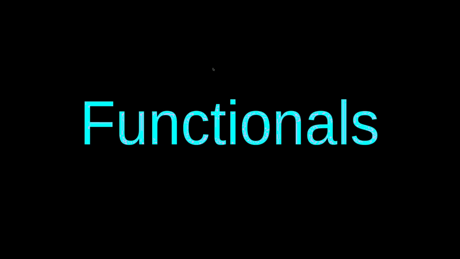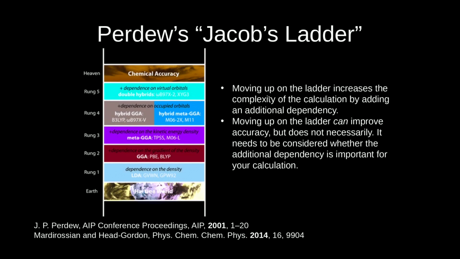So the first thing I'm going to be talking about are functionals, which is actually how the calculations are computed. It's not the specific series of calculations that are run, it's how they're all combined together into the final result. The first thing I'll talk about is Perdew's Jacob's ladder. This was first described by John Perdew in this article written here at the bottom. And it's basically describing how, as you increase the complexity of your calculation, how things will change.